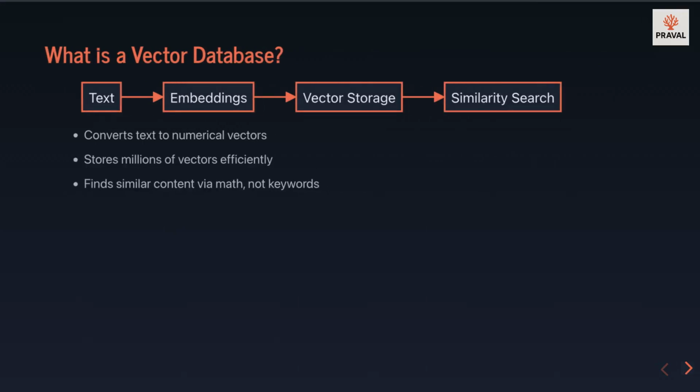Let's start with the basics. A vector database converts text into numerical vectors called embeddings. It stores millions of these vectors efficiently, and when you search, it finds similar content using math rather than keywords. This is perfect for agent memory because your agents can find relevant information even when the exact words don't match.